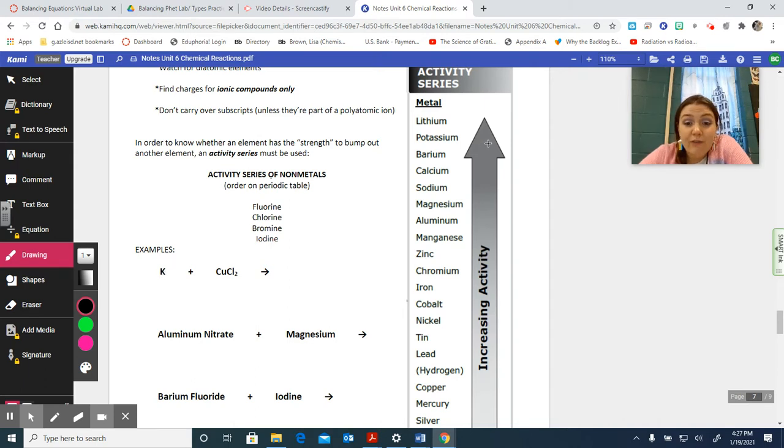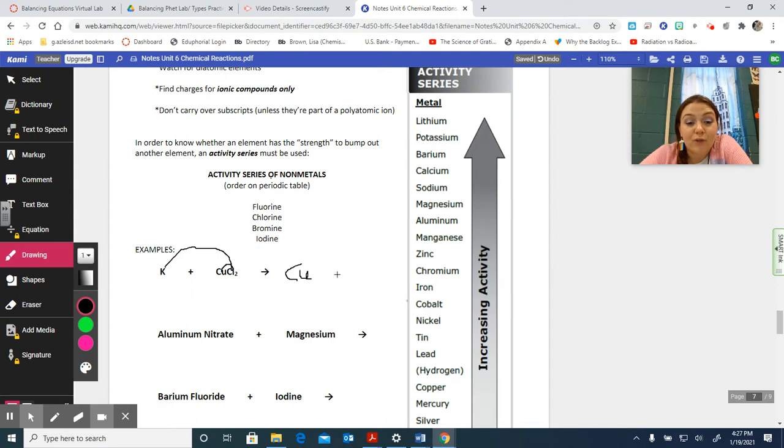Potassium, being up high, where it says increasing activity, has a stronger pull as I go up the arrow. Potassium definitely has a stronger pull than copper does. So chlorine is going to be happier and more stable with potassium. It's going to feel that pull more, so we'll trade places and have a reaction. Potassium is going to join with chlorine and kick out copper. So when I rewrite this, we're going to have copper by itself because it's been kicked out.